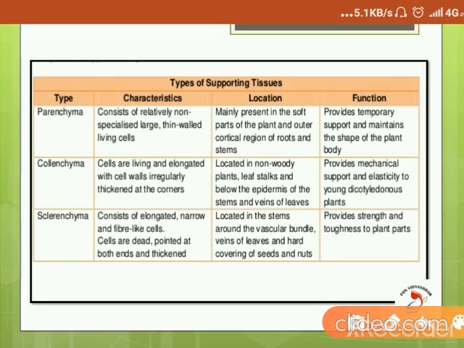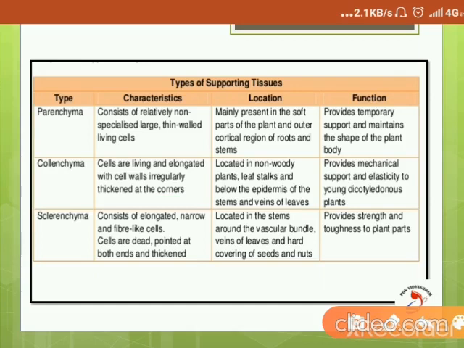Let's move on to the collenchyma. I already told you they are irregularly thickened at the corners, so that makes the plant flexible. They can be easily bent without breaking. This is due to the presence of collenchyma. You can see them in the veins of the leaves, in the tendrils, wherever the plant can bend, and in the stems. They provide mechanical support and elasticity.